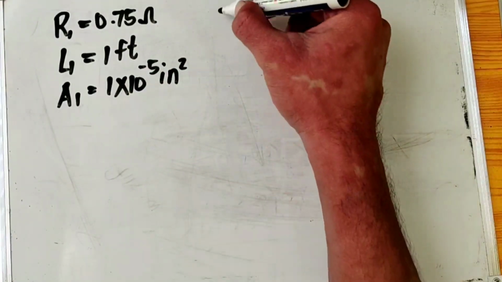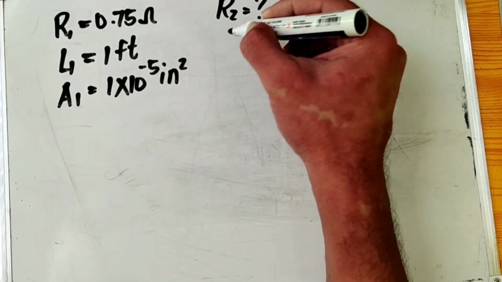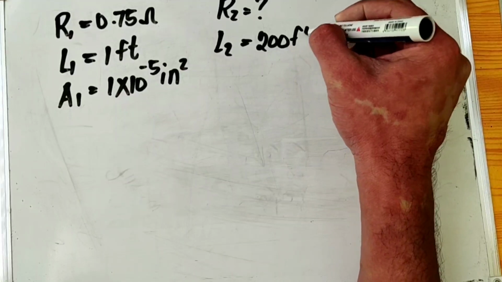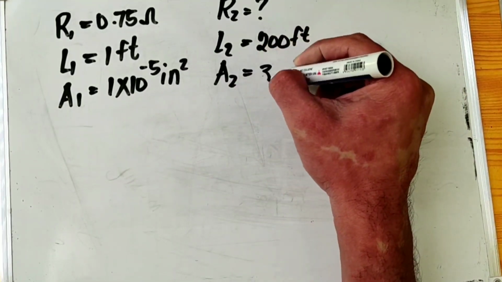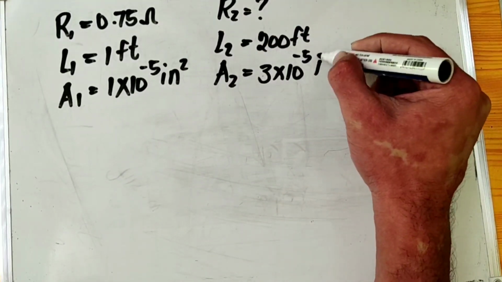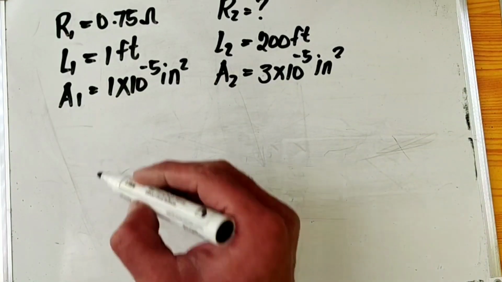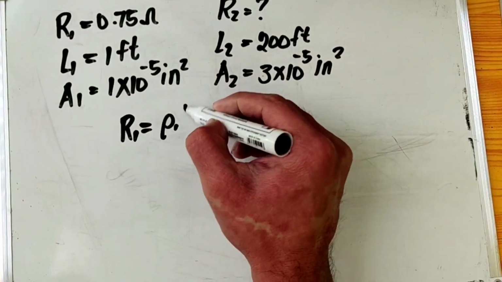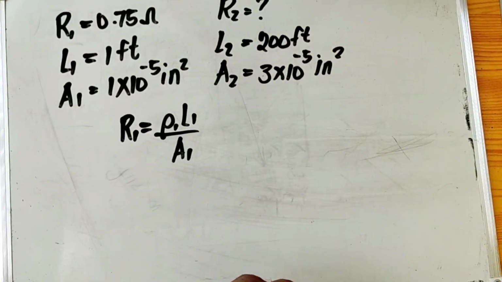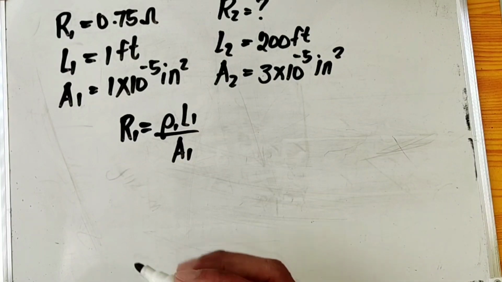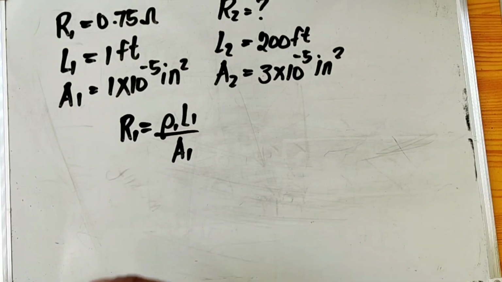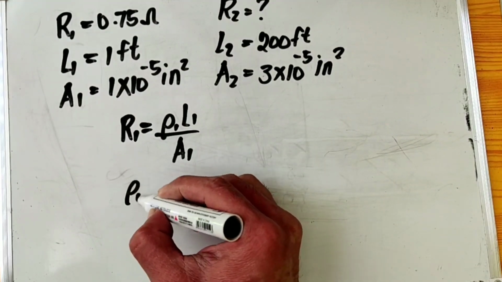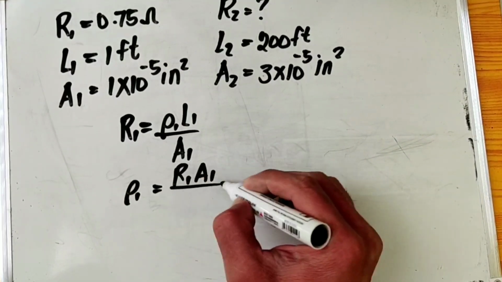For the condition 2, kailangan natin kunin ang value ng resistor given the length which is 200 feet and given the area which is 3 times 10 to the negative 5 inches squared. So in this case, we will be starting on the principle R equals rho L1 over A1. So pagbabago lang to. This is not a drawing process. Nagbago lang yung condition ng length at ng area. So in this case, we will be getting the rho 1 that is R1 A1 over L1.